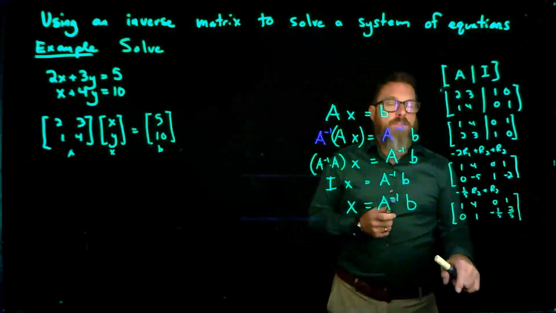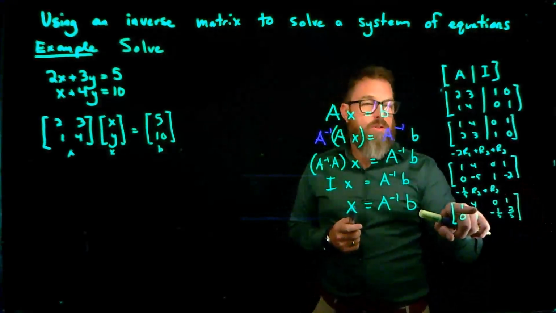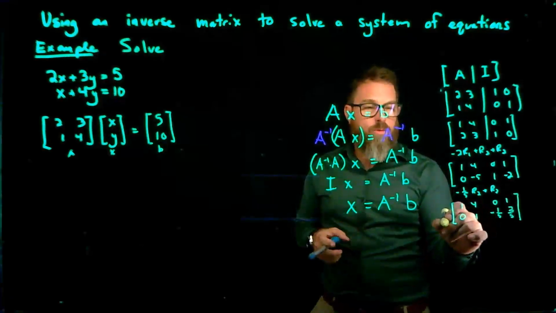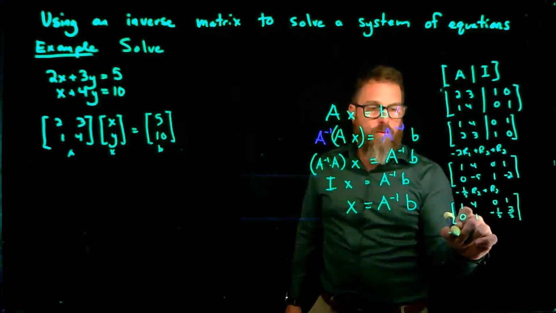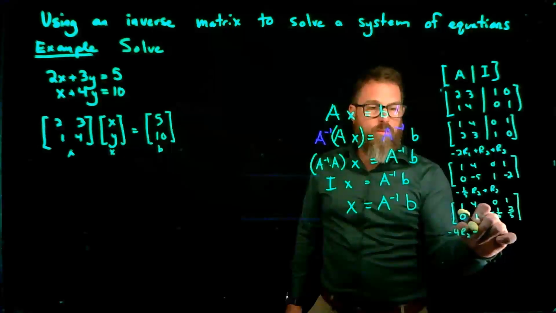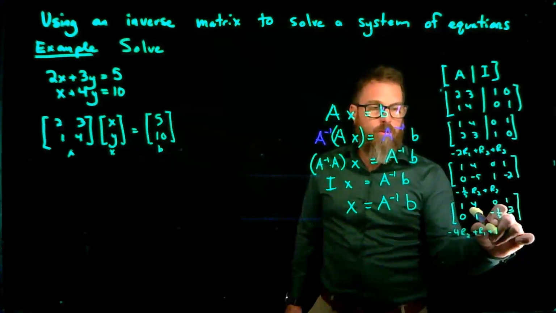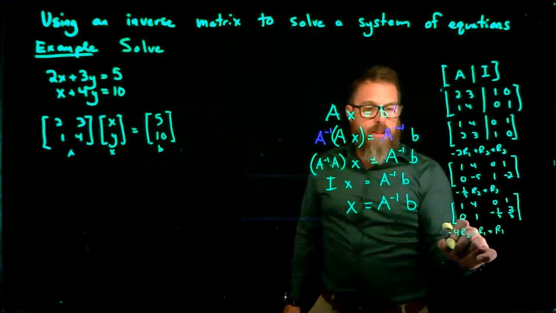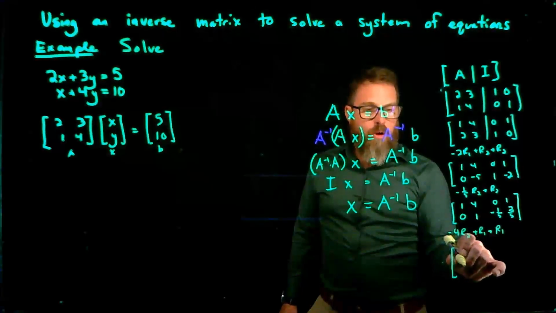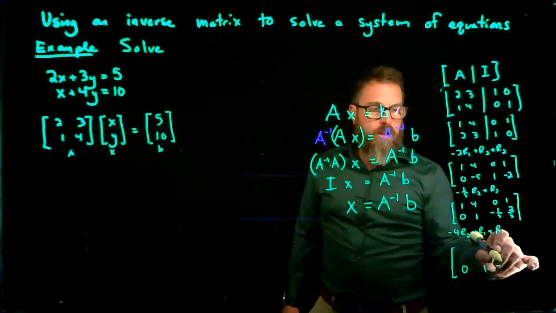Now the last thing I have to do is turn this 4 into a 0. So since I'm in column 2, I'm going to use row 2. So we're going to have minus 4 row 2 plus row 1 is my new row 1. And this should do it. So row 2 is unchanged.